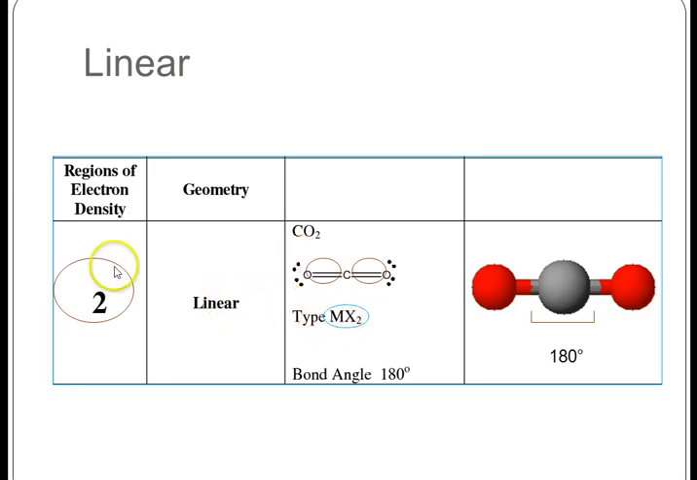So what do you need to know for this? Linear. 2 electron regions, 2 bonded pairs of electrons, no lone pair electrons, creates a bond angle of 180 degrees. There's your structure, there's your Lewis dot, and it is called linear. Okay?